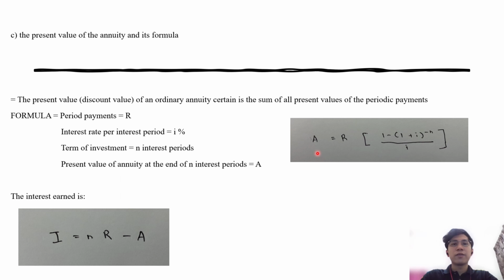The formula is A equals R open bracket 1 minus open bracket 1 plus i close bracket to the power of negative n, per i close bracket. The interest earned is I equals nR minus A. That's all. That is the formula of present value. I'm done with my question.